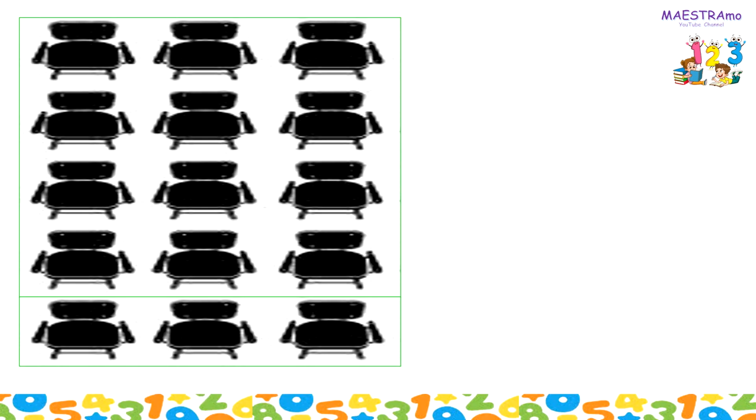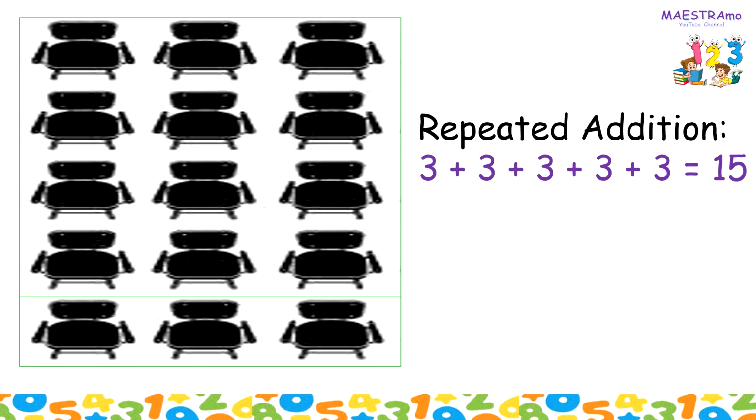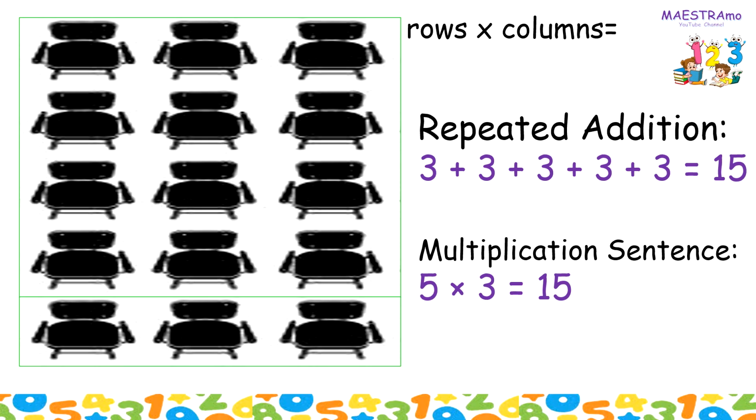In our illustration, we have 5 rows of 3 chairs. The repeated addition is 3 plus 3 plus 3 plus 3 plus 3 equals 15. In writing the multiplication sentence, let's have the number of rows times the number of columns. Our multiplication sentence is 5 times 3 equals 15.